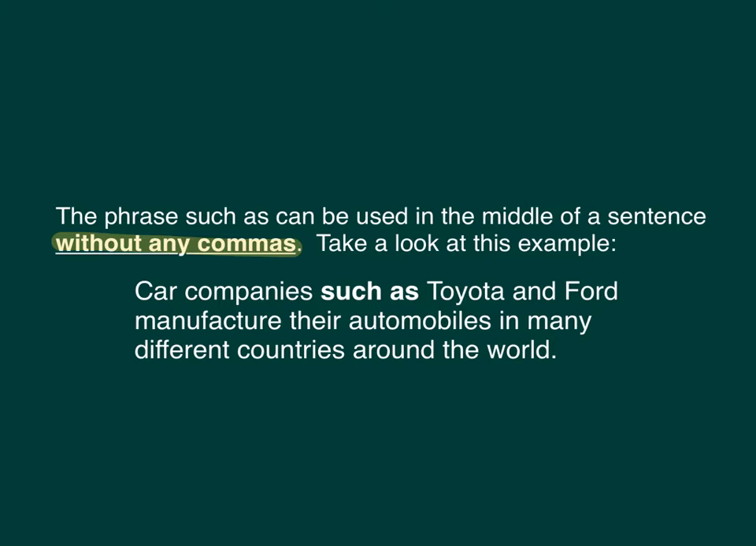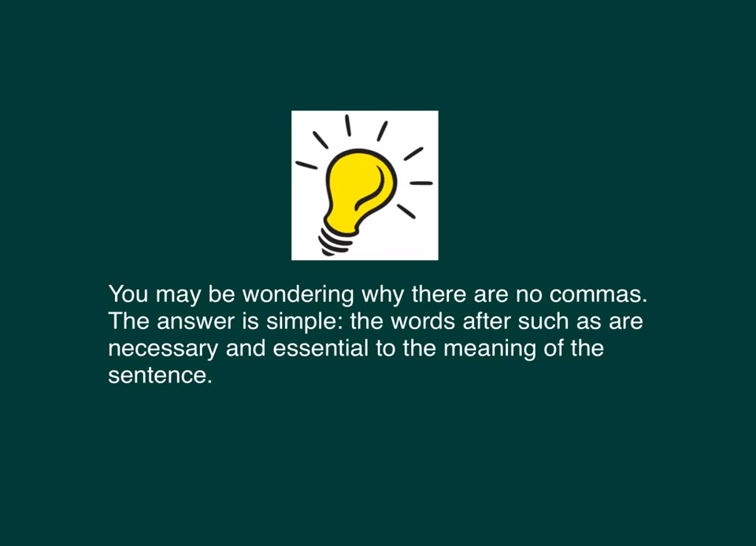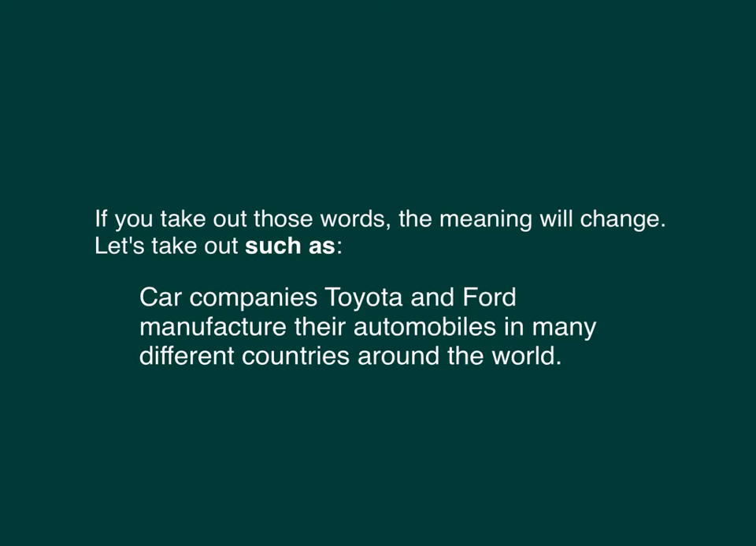Take a look at this example. Car companies such as Toyota and Ford manufacture their automobiles in many different countries around the world. You may be wondering why there are no commas. The answer is simple. The words after such as are necessary and essential to the meaning of the sentence. If you take out those words, the meaning will change.